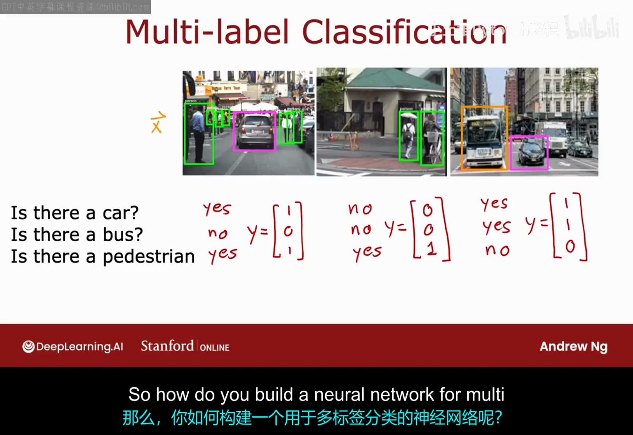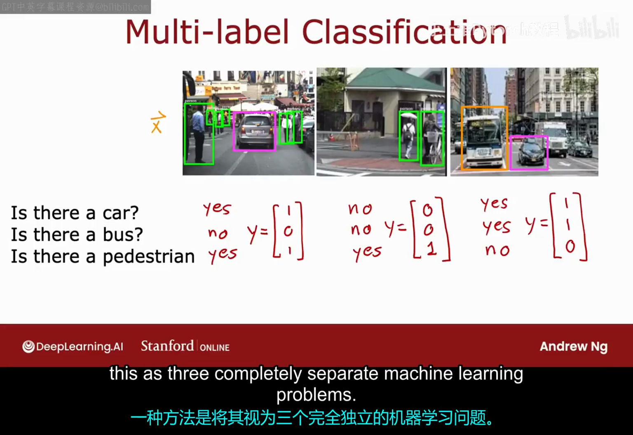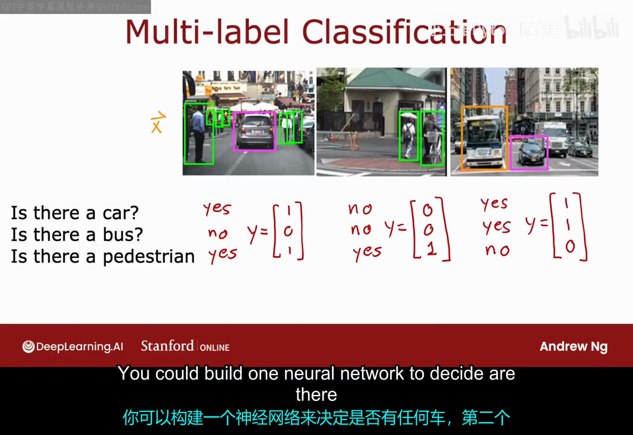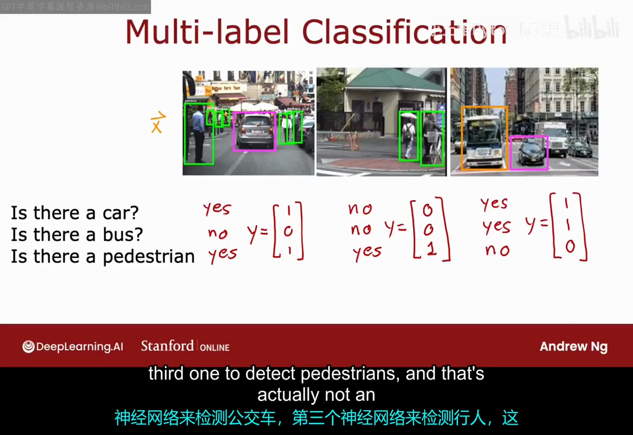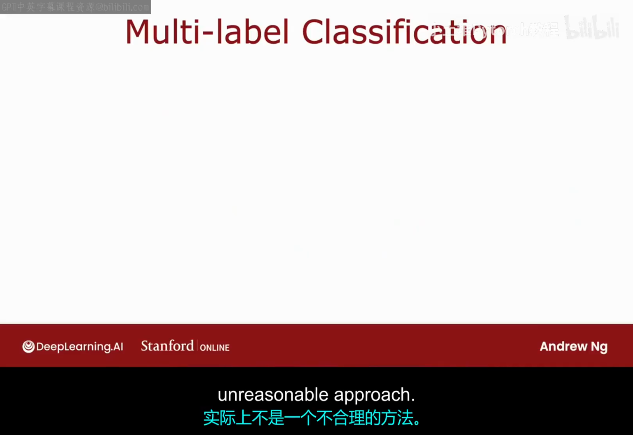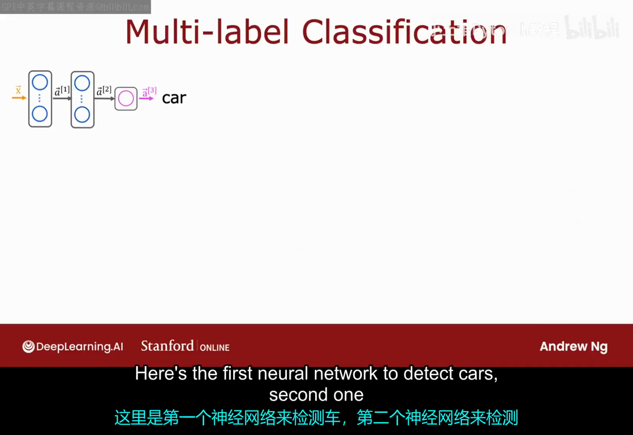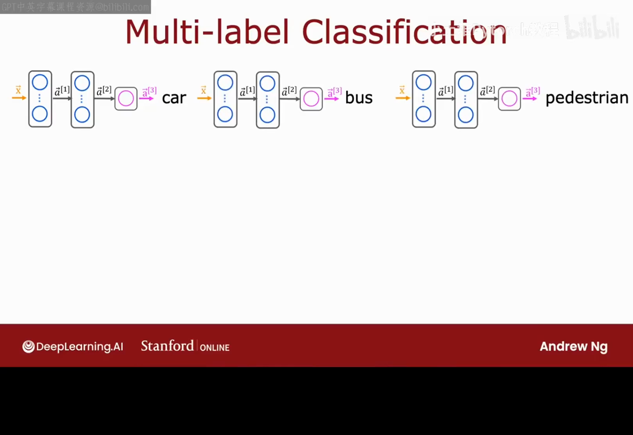So how do you build a neural network for multi-label classification? One way to go about it is to just treat this as three completely separate machine learning problems. You could build one neural network to decide are there any cars, a second one to detect buses, and a third one to detect pedestrians. And that's actually not an unreasonable approach. Here's the first neural network to detect cars, second one to detect buses, third one to detect pedestrians.